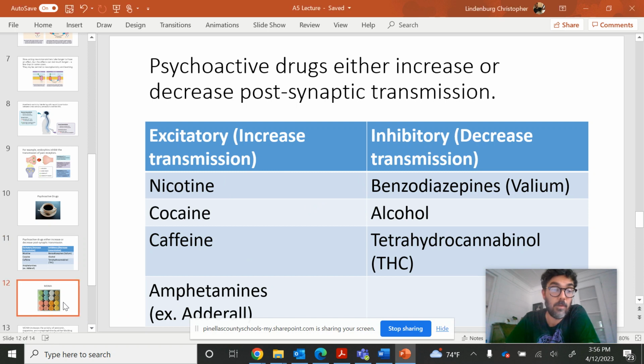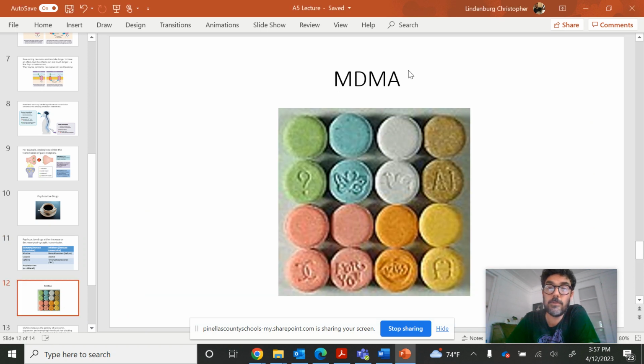Moving forward, we're going to talk about one particular psychoactive drug called MDMA. Perhaps you've heard of MDMA. This is the active ingredient that you find in ecstasy, sometimes called Molly. Sorry, I guess I need a more appropriate slide if you can see what I'm talking about.